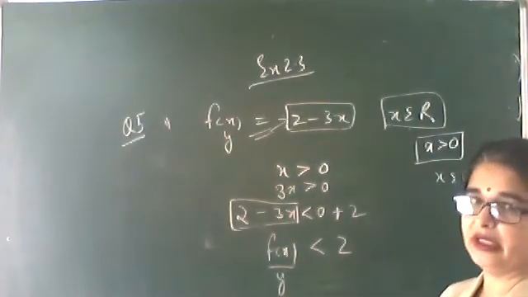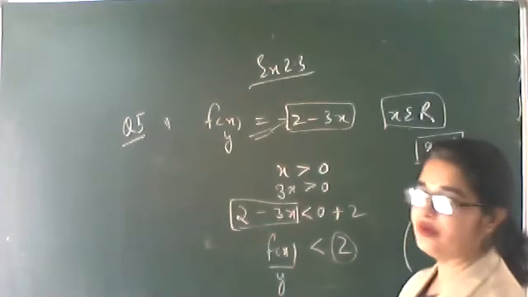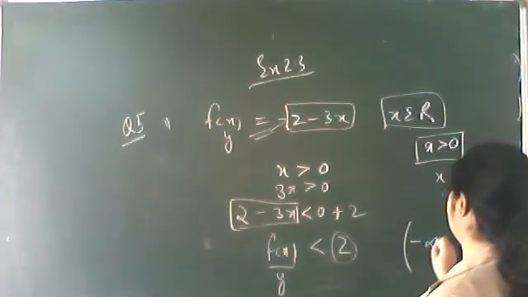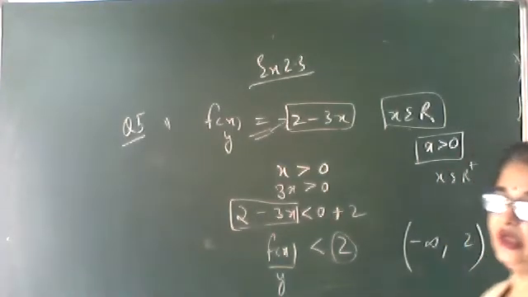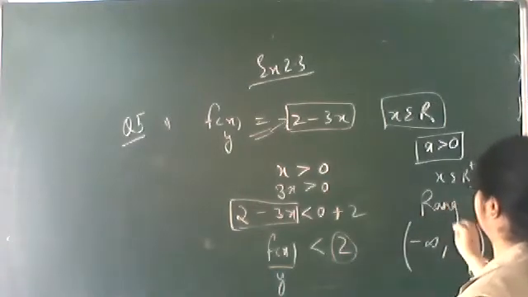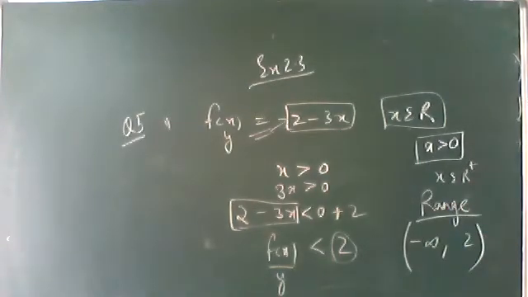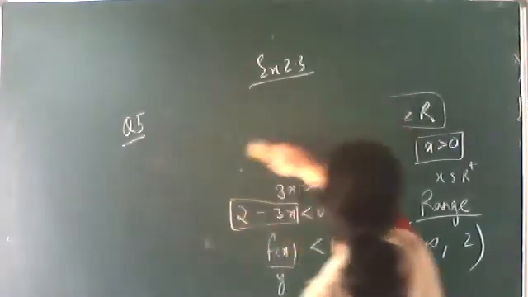The values of range. So range is less than 2. Less than 2 means what all values it can take? From minus infinity to 2, any value it can take. So this is your range for the first part. Now come to the second part of question number 5.